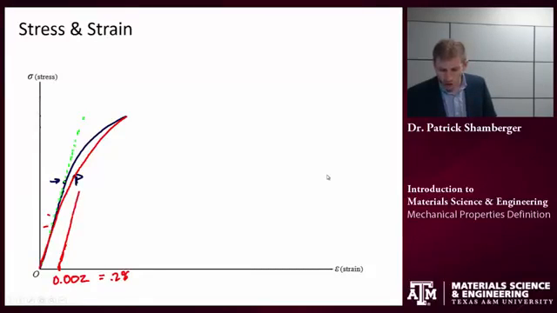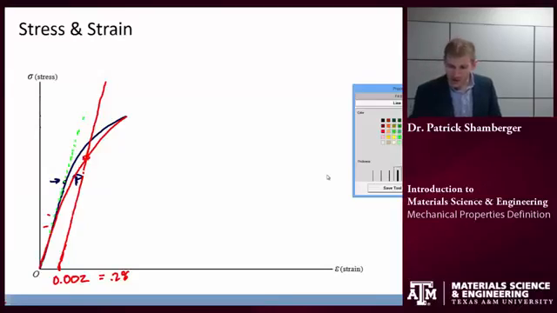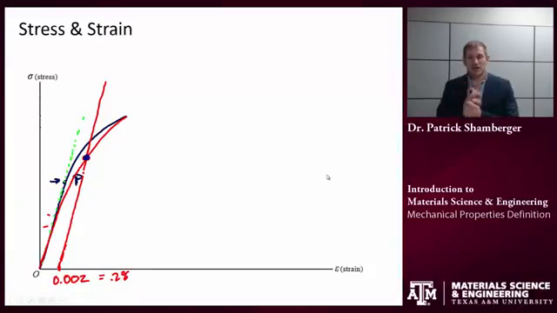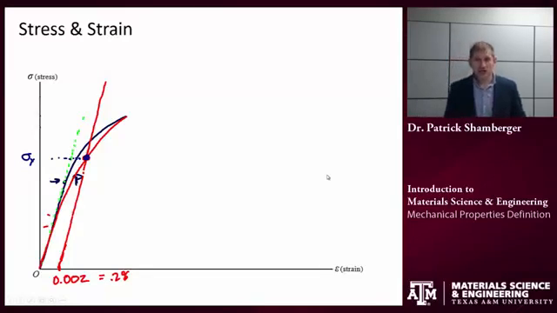But here I'm going to make it a perfect line. So I could use a ruler, I could use a graphing tool, but I know that's going to be a perfect line. And at some point, these two lines intersect. And so this is what is commonly referred to as a yield stress, a yield point, or a yield strength of a material.